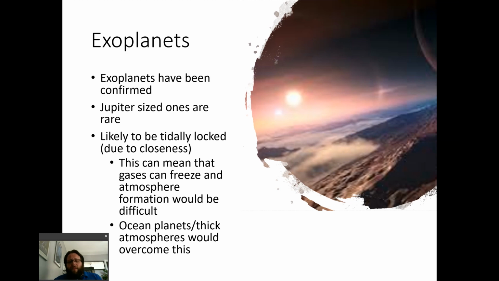So we have confirmed, I think I checked the other day, about 3,130 exoplanets have now been confirmed. These Jupiter-sized ones are quite rare. These are very large gaseous planets, just like our Jupiter, hence the name.